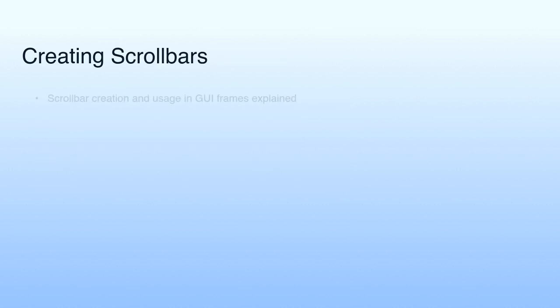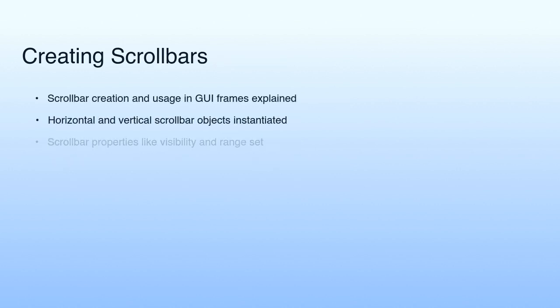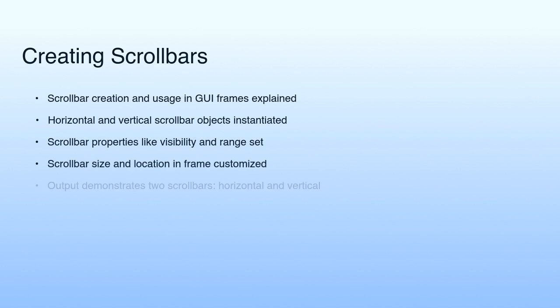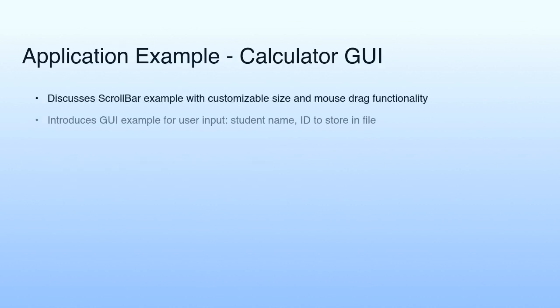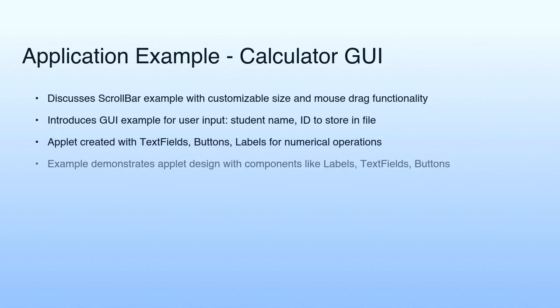The creation and usage of scrollbars in GUI frames are explained. Horizontal and vertical scrollbar objects are instantiated, and their properties like visibility and range are set. The scrollbar size and location in the frame are customized, and the output demonstrates 2 scrollbars, horizontal and vertical. The demo discusses a scrollbar example with customizable size and mouse drag functionality.